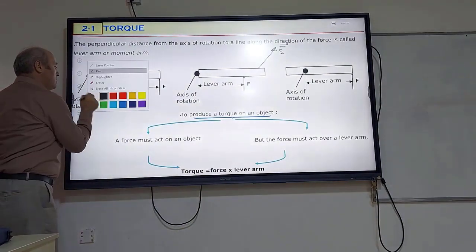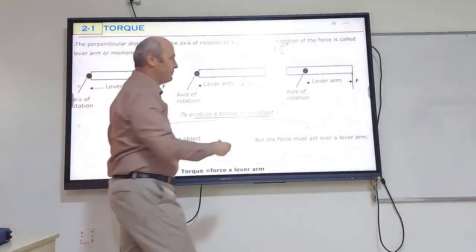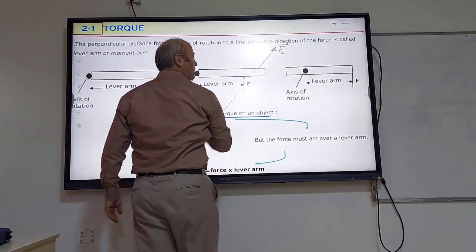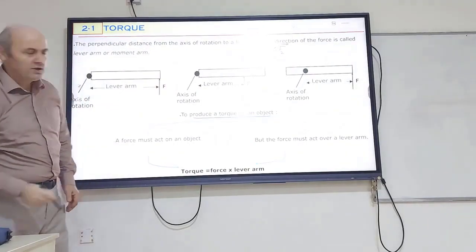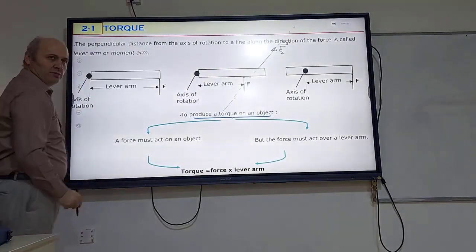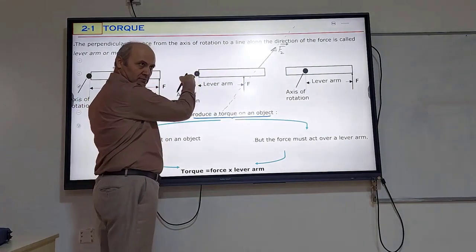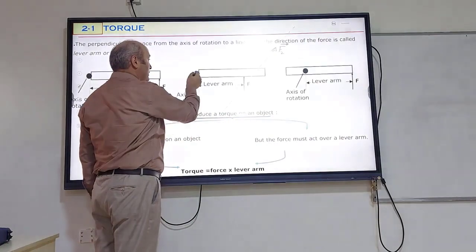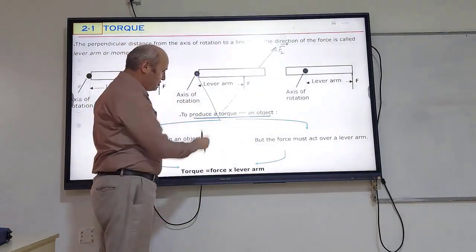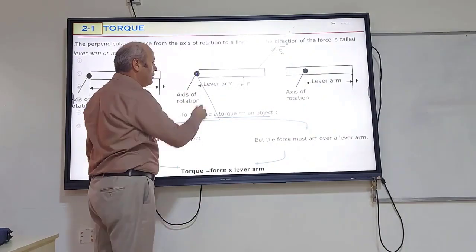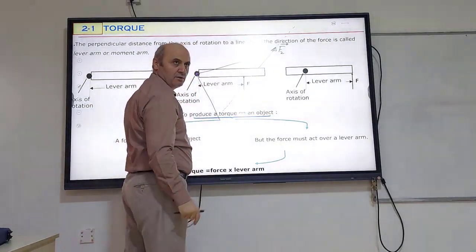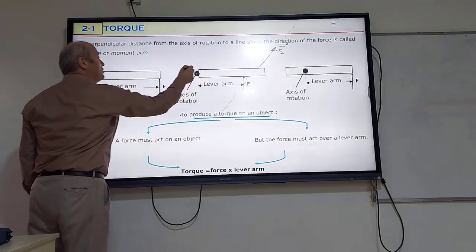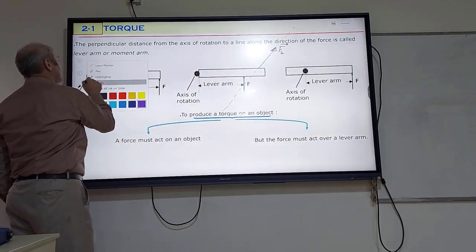First, draw a line along the force. Draw it long. Second, start a line from the axis of rotation here. Draw to this green line, but it must be perpendicular. Not like this. This is not angle 90. Not like this. This is not angle 90. You have to draw a line which is 90 degrees to this green line. It's going to be this.